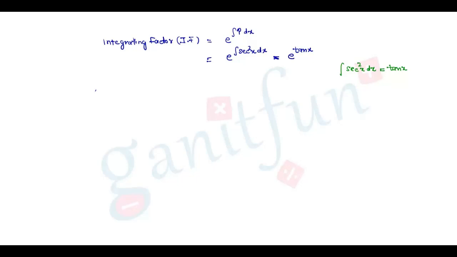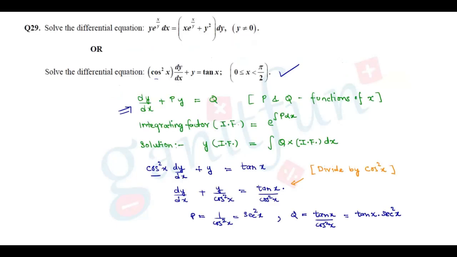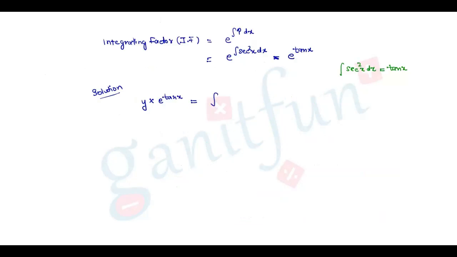So the solution, as we have seen earlier also, will be given by y into integrating factor, which is e power tan x, is equal to integration of q, which is tan x into sec square x. So tan x into sec square x into the integrating factor e power tan x dx.